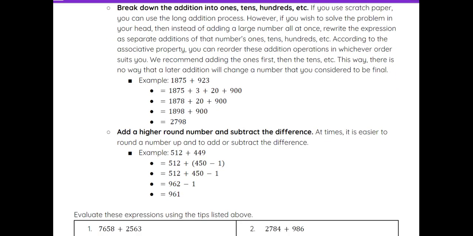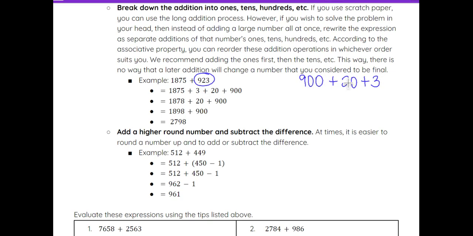Another tip would be to break down the addition into looking at each of the place values, the ones, the tens, the hundreds, etc. So you can use the long addition process, but if you want to solve these in your head, then you can also think of it as adding in place value piece by piece. So for example, we can see right here, 1875 plus 923. I'm adding 923. 923 is really 900 plus 20 plus 3. So 9 is in the 100 spot, 2 is in the 10 spot, and then 3 is in the 1 spot. So 3, 20, and 900.